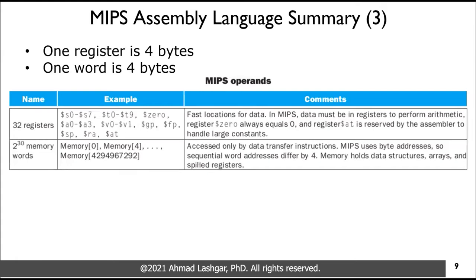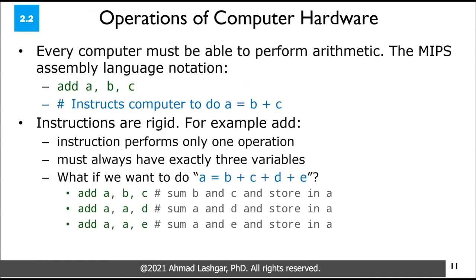Besides registers, we can also use memory words as operands. MIPS supports up to 2 to the power 30 words. Every word is 4 bytes, like we mentioned. So the entire space of memory is 2 to the power 32 bytes. We use data transfer instructions for moving data between registers and memory and reverse.